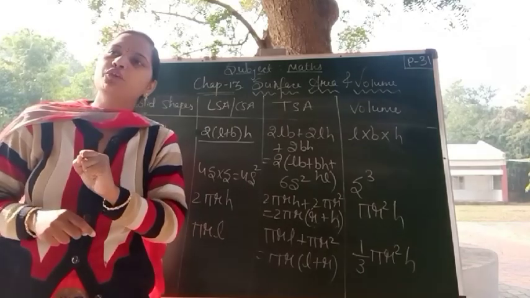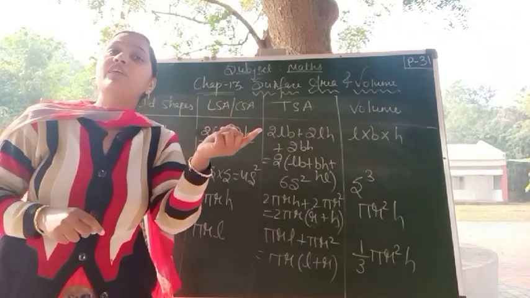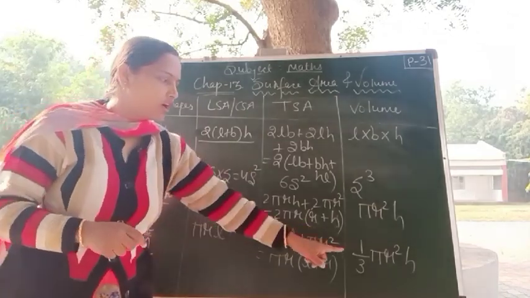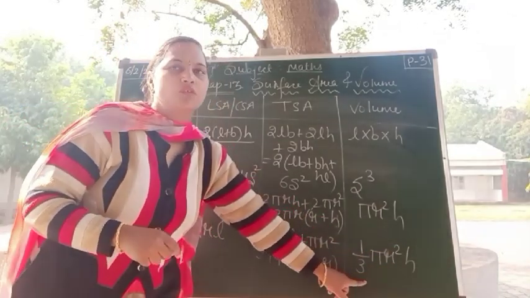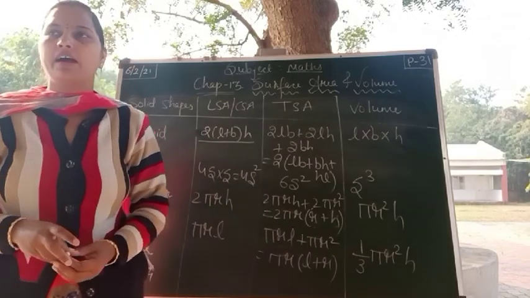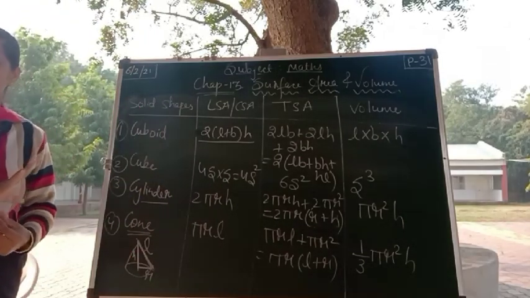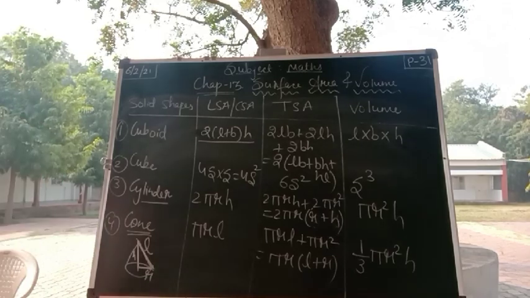So the volume of cone is 1 by 3. This 3 will come down: 1 by 3 of the volume of cylinder. So volume of cone is 1 upon 3 pi r square h. Now understood? Any doubt in any of the formulae here? Clear? Learned?